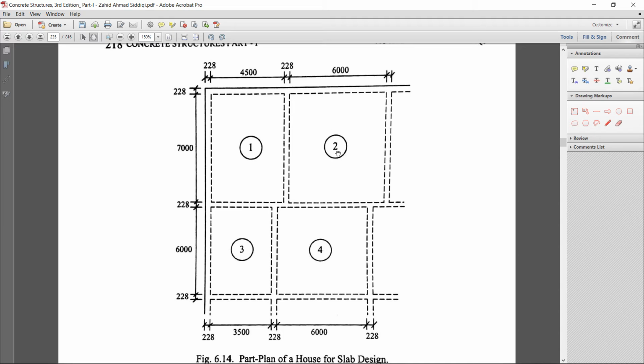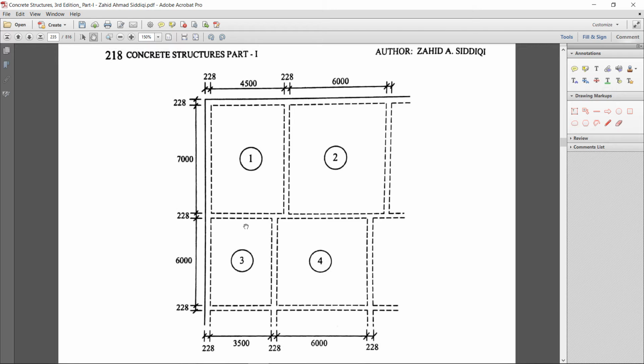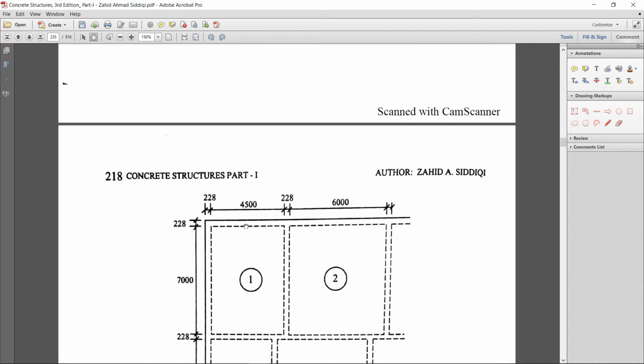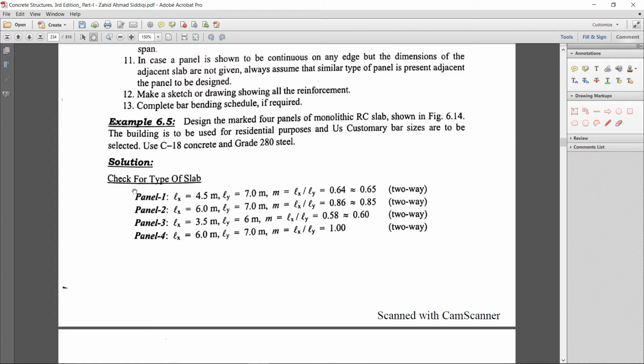Similarly, slab 2 has only this edge discontinuous, and this edge, this edge and this edge continuous. That is the second case. The third slab has one edge discontinuous and the others continuous, and slab 4 has all edges continuous. So all 4 slabs are supported by edges, either by beam or wall.